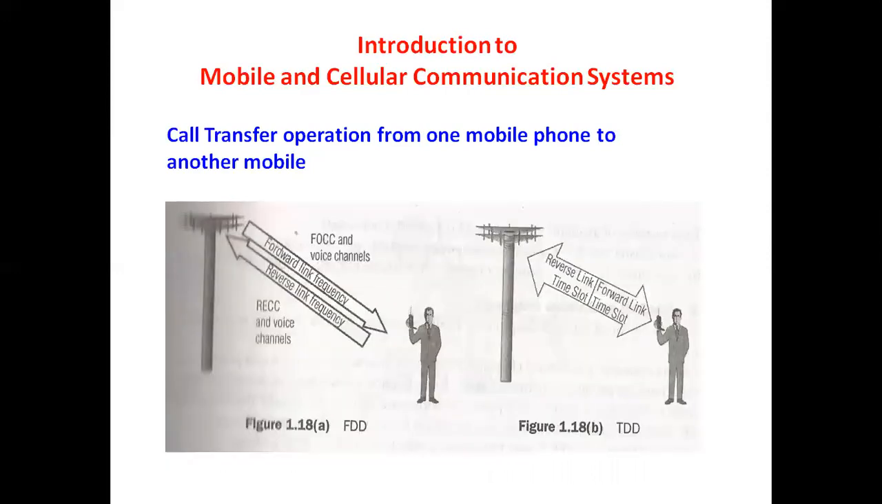The slide shows how communication can be made with FDD and TDD between the user's device and the base station. In FDD, there are separate channels for forward and reverse channels, whereas in TDD, the same channel is used but divided into slots and allocated alternately for forward and reverse channels.